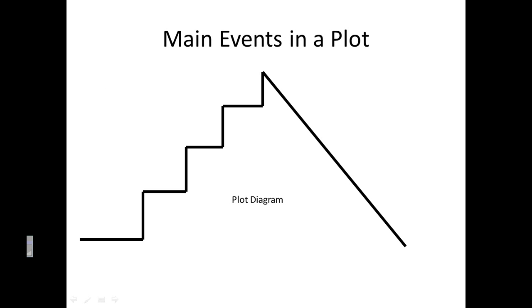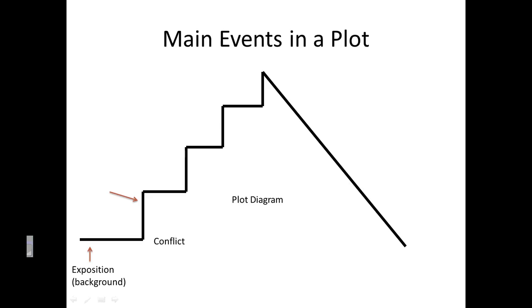So if you imagine that the story kind of follows along this diagram, and I'll explain each different part that happens. So first we've got the exposition, which is the background. That gives the background of the characters, who they are, where they live. It kind of sets up what's going to happen in the story.